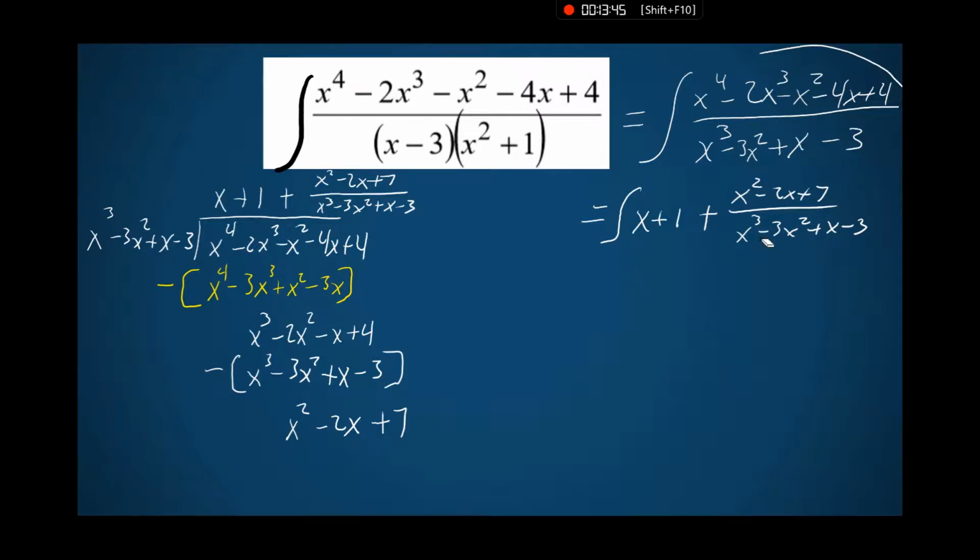I am going to rewrite my denominator again, I think, because if I try to do a u substitution, I'm not going to get exactly what I have on top. So I'm going to rewrite this in factored form: x minus 3 and x squared plus 1. And that'll help us out with this fraction on the right.